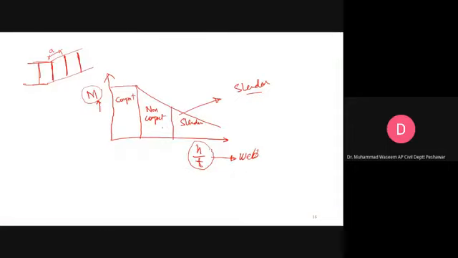So we are clear, we have to check the web first. We have to check the web compactness, whether it is compact, non-compact, or slender. And we know how to check it. On the previous slide we have seen some equations. Basically we have to calculate this, and compare it with lambda p and lambda r.